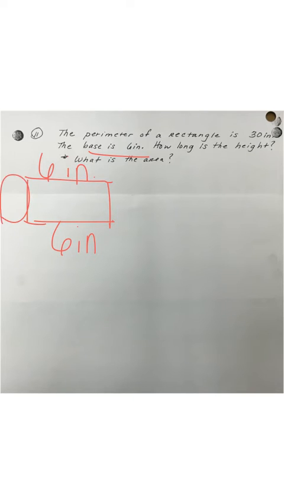Number 11, the perimeter of a rectangle is 30 inches. The base is 6 inches. How long is the height? And what is the area? First, draw your rectangle. We know that the base is 6 inches, which means at the bottom it'll be 6 inches, and at the top, or the longest sides, we need to find out what the widths are, but we do know that the perimeter, which is 30, is equal to 6 inches plus 6 inches plus the 2 widths.